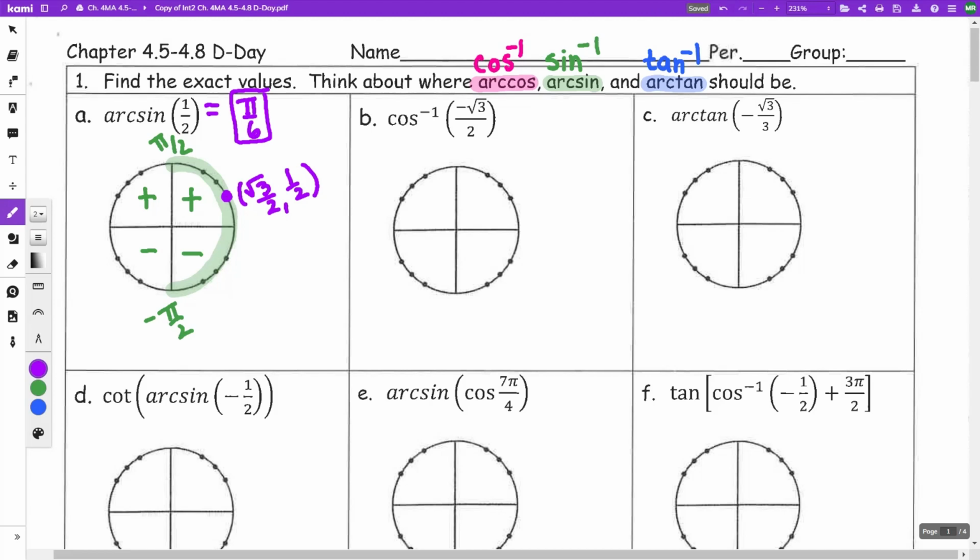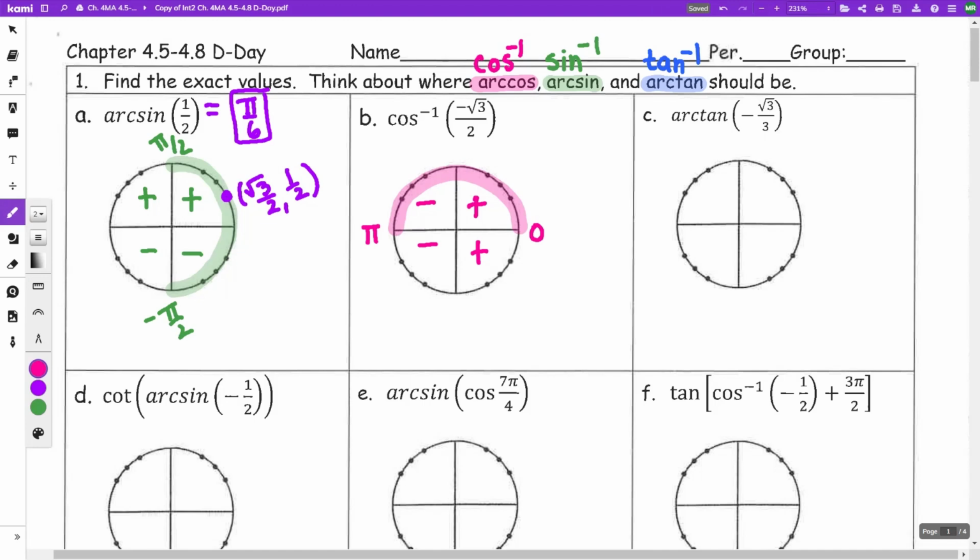On B, cosine inverse. When we're thinking about cosine, remember cosine is your x coordinate, and your x's are positive in these two quadrants and negative in these two quadrants. Okay, it's positive on the right side of the y-axis and negative on the left side of the y-axis. So in this case, I'm going to focus on the two quadrants from here to here, because that's where I have a positive and negative next to each other. So I'm going to be looking from 0 to pi.